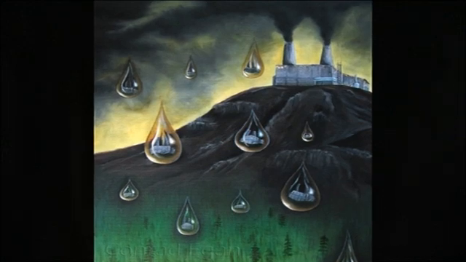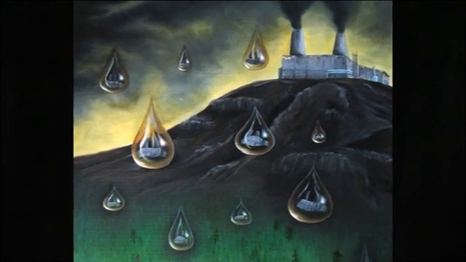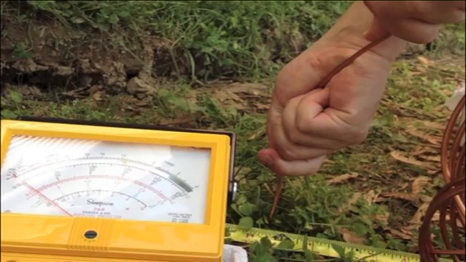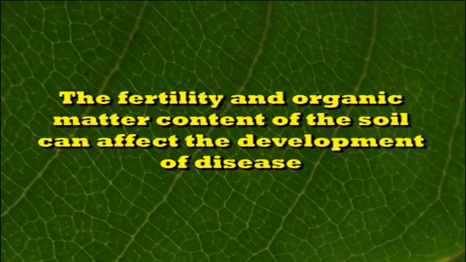A high concentration of pollutants can affect disease development and in extreme cases damage the plants directly by causing acid rain. The soil environment affects soil-borne diseases largely by determining the amount of moisture available to pathogens for germination, survival and motility. Germination and infection success also rely on the temperature of the soil. The fertility and organic matter content of the soil can affect the development of the disease.